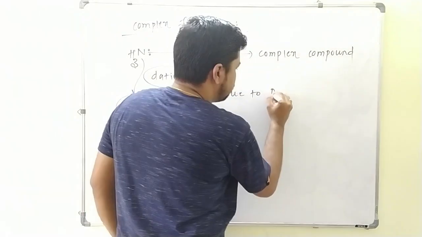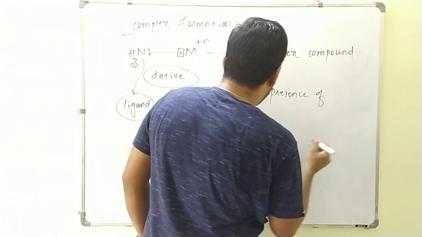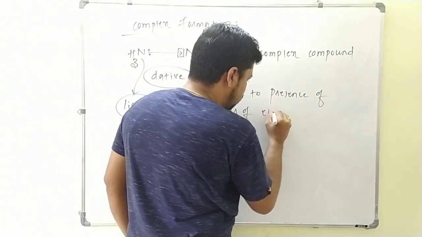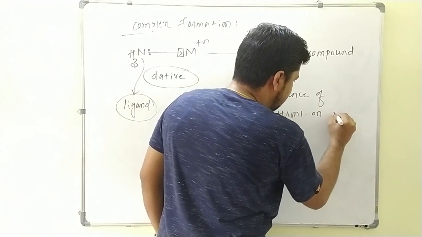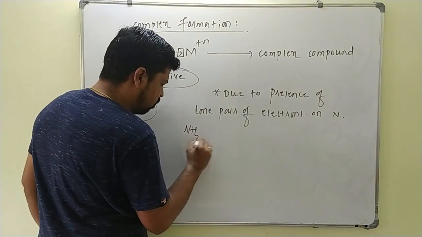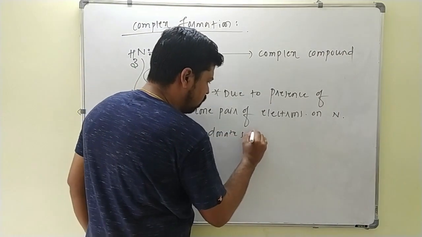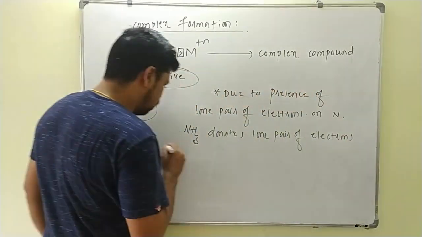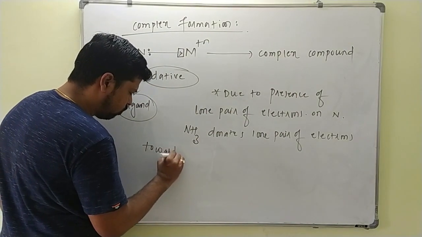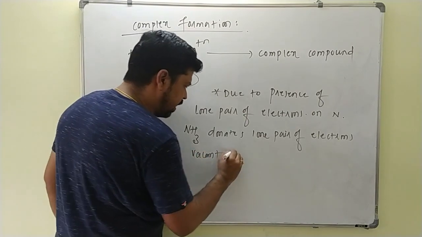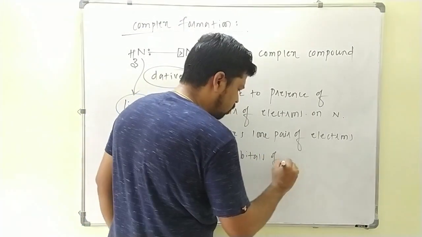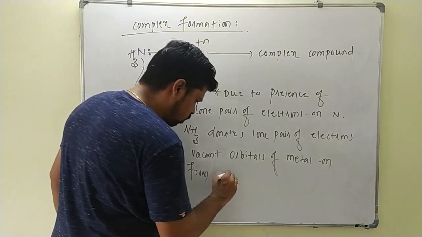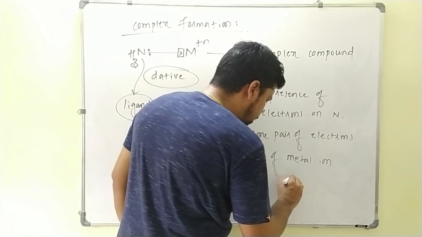Due to the presence of a lone pair of electrons on nitrogen, ammonia donates a lone pair of electrons towards the vacant orbitals of the metal ion to form a complex compound.